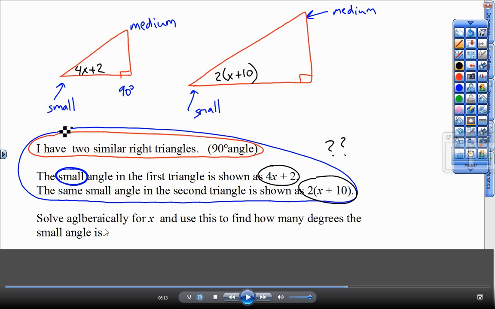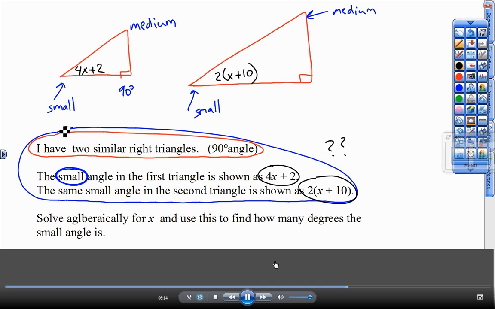Solve algebraically for x. So it looks like I'm solving for x, finding out what x is, and then finding how many degrees the small angle is. So that's indeed what I'm doing: solving for x, and then using that to plug in and find the angle in degrees.